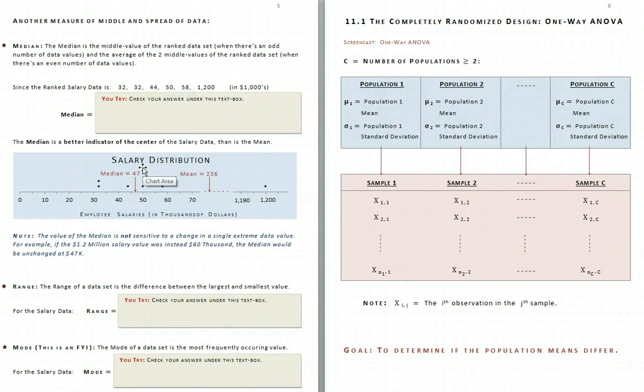For the salary data, the median of $47,000 seems to do a better job indicating the intuitive center of the data. Note that the median value would not change if the $1.2 million salary changed to $60,000.